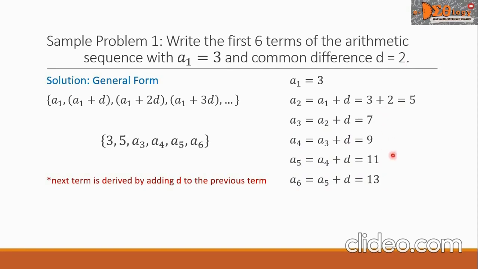So these 4 values we will substitute in our sequence here. So the first 6 terms of the arithmetic sequence are 3, 5, 7, 9, 11, and 13. This is our final answer.